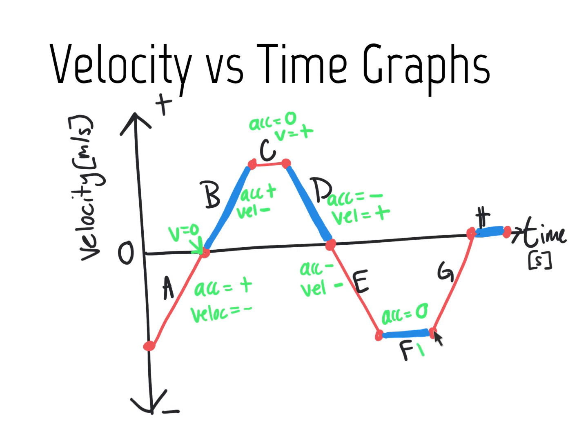G is a negative velocity that is a positive acceleration because it's going up. It does approach zero, and then at the end, I have a constant velocity, a constant zero acceleration, and this is the only place on the graph where I would not be moving. And I know I'm not moving because my velocity is zero.